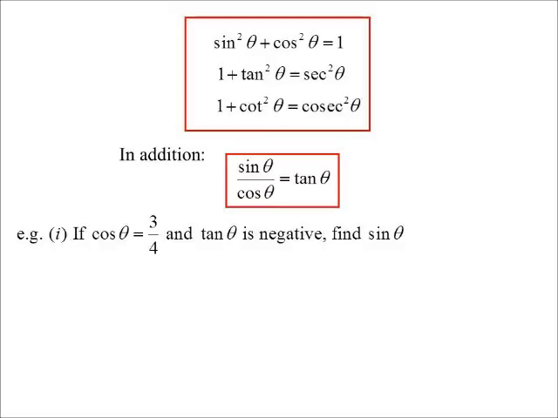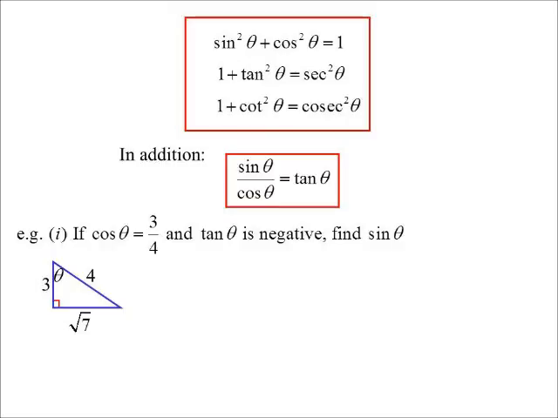They told me cos theta is 3/4, so I could draw up a triangle. Adjacent is 3, hypotenuse is 4. By Pythagoras, the other side would be the square root of 7. They want me to find sine theta. Well, I can just read off my triangle. Got to be careful though, because they've told me tan theta is negative.